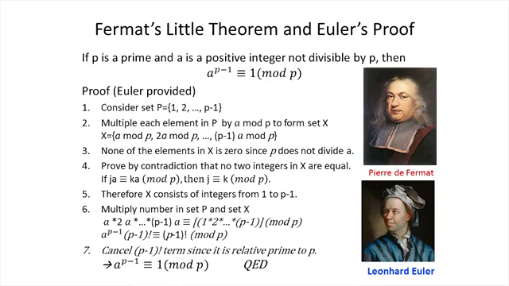Pierre de Fermat, a French lawyer and mathematician, very early on, in a 1640 letter, presented this Fermat's Little theorem, but he did not provide the proof, only the claim. And the claim is: if P is a prime and A is a positive integer not divisible by P, then A to the power of P minus 1 is equal to 1 modulo P.